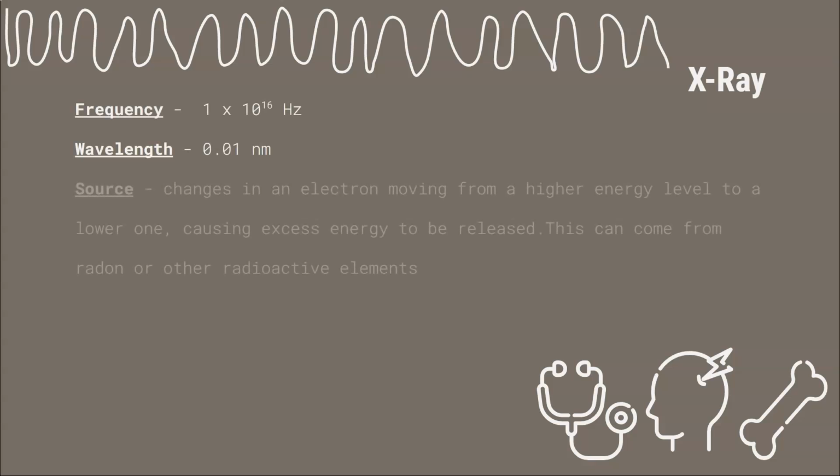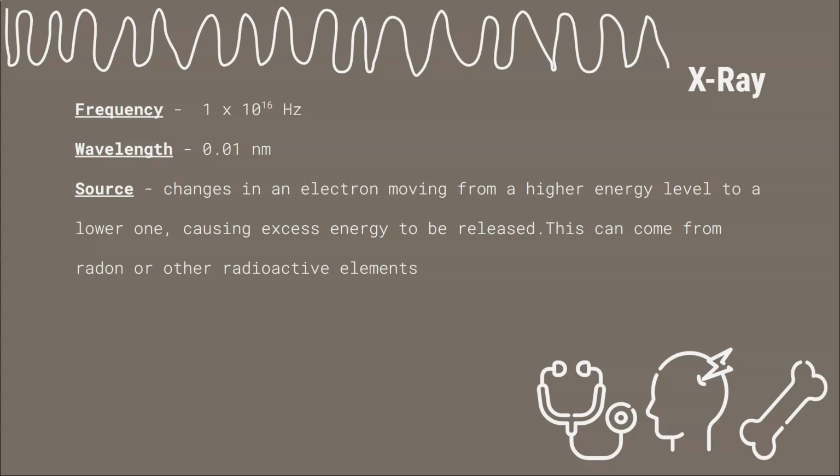X-rays are now getting into higher energy, bigger frequencies, at 1 times 10 to the 16 hertz, 0.01 nanometers, so really, really tiny wavelengths. Its source comes from a change in electron moving from a higher energy to a lower energy. So remember I explained earlier, electrons can move and release energy. In the case of an X-ray, you're taking an electron from a higher level of energy on the outside of an atom and you're dropping it to a lower one.